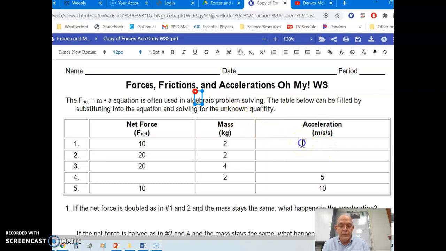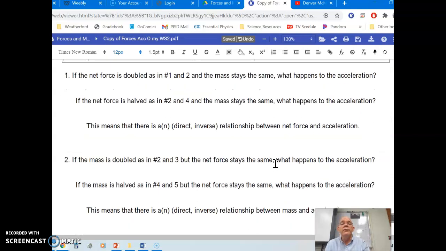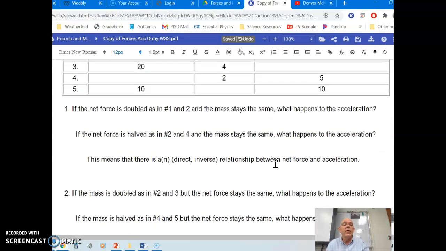So make sure when you click on here that you do put 5 meters per second squared, or you can do meters per second, which is the same thing, which means that you're going 5 meters per second faster every second. And you would just do this and solve for whatever is missing in each of these. This one is just asking if you understand the formula. If net force is doubled, the mass stays the same, what happens to acceleration?